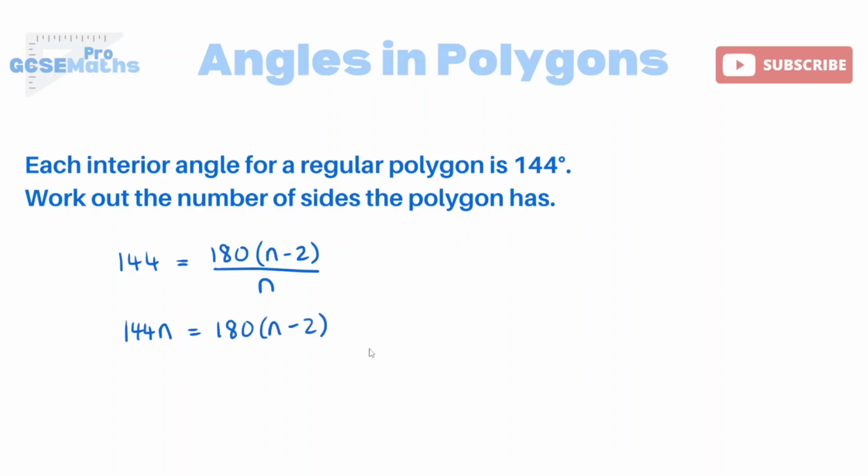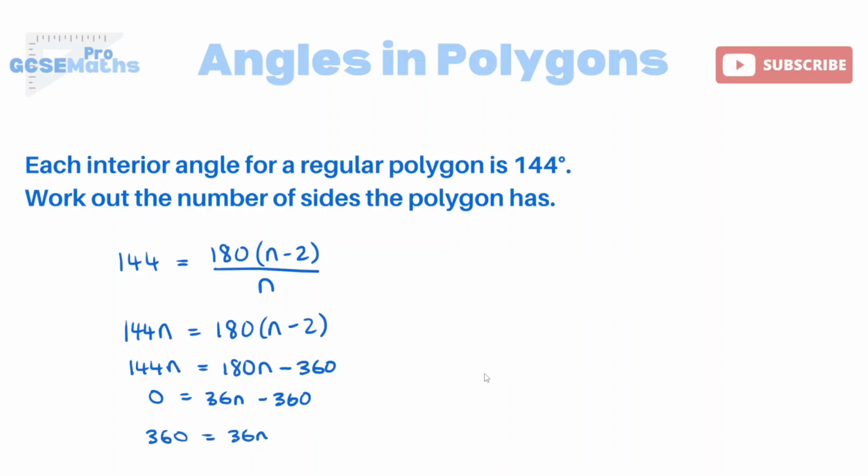Now, depending if it's a calculator question or not, you can either divide by 180, but obviously that's going to end up being a fraction. Or, what I would recommend if it is a non-calculator question, is just expand the brackets. So 144n is 180n minus 360. Now, it's looking a little bit better, but I still have n in two places. So I want to have a positive number of n's. I'm going to move the smallest value, which is 144n, across. So we get 0 is 180n minus 144n, which leaves me with 36n minus 360. I'm going to move the 360 over to make it positive.